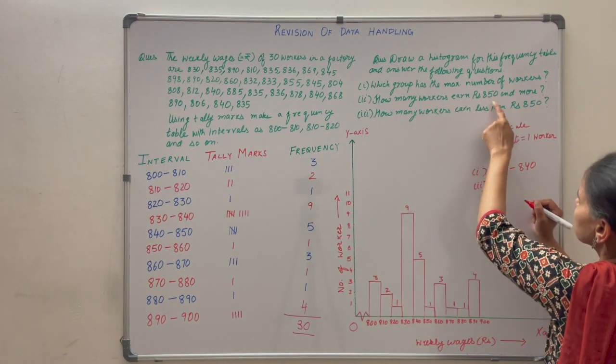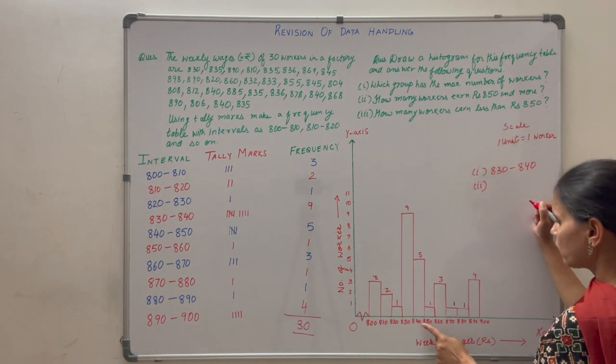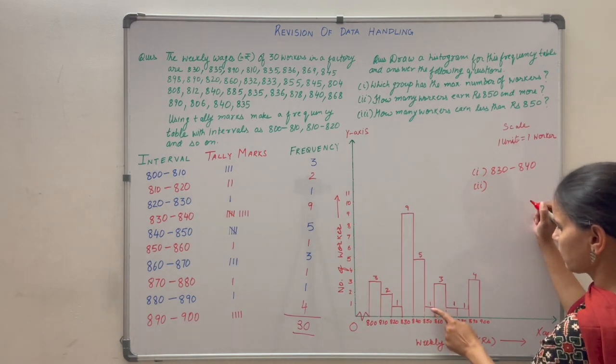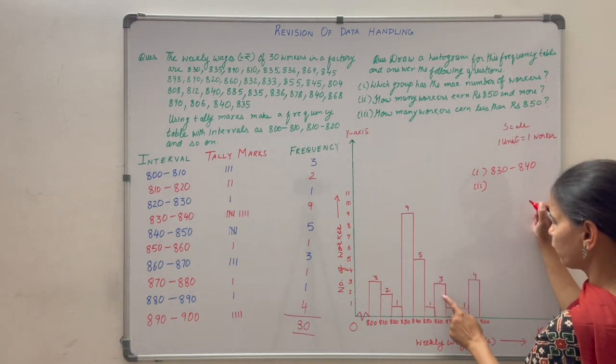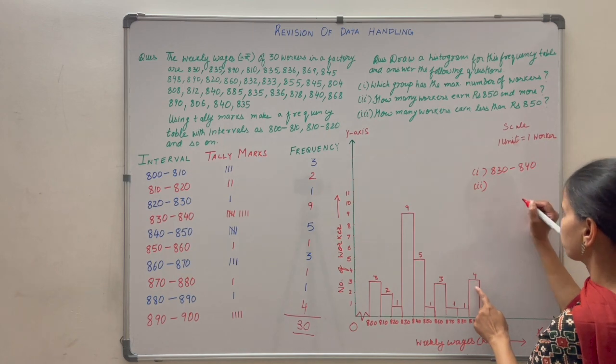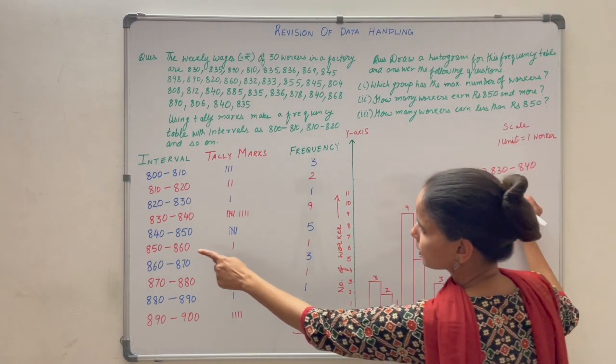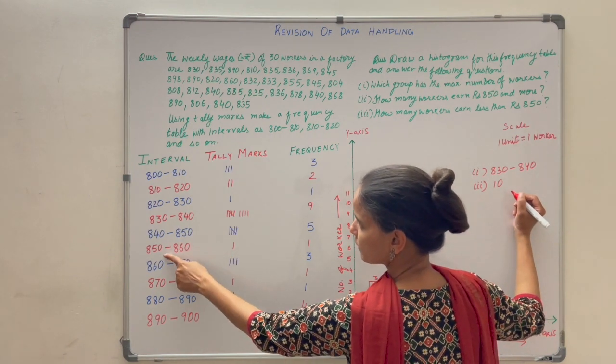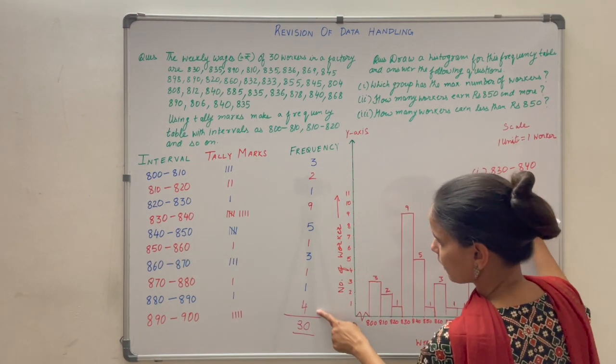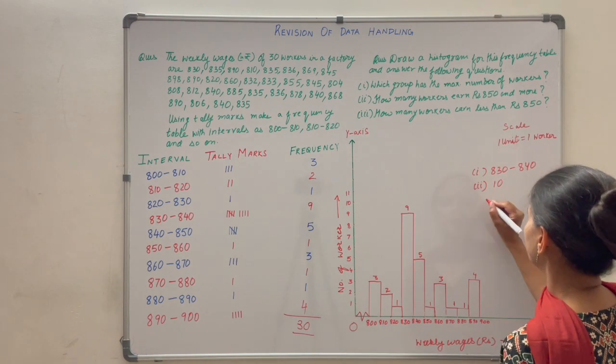How many workers earned rupees 850 and more? 850 and more, it is this. So 1 plus 3 is 4, 4 plus 2 is 6, 6 plus 4 is 10 workers. You can add 850 and more, meaning 850 is not included here, it is included here. So you have to add up all and you will get 10.